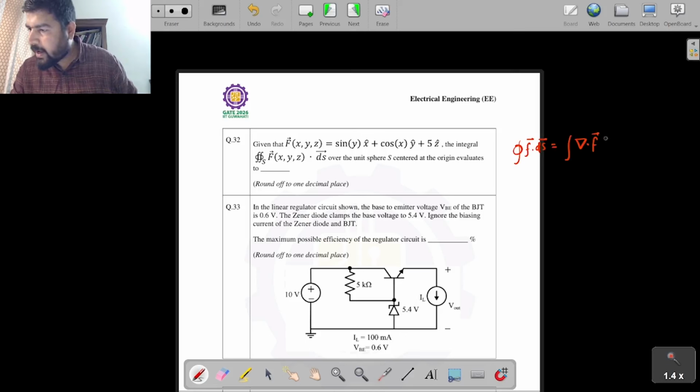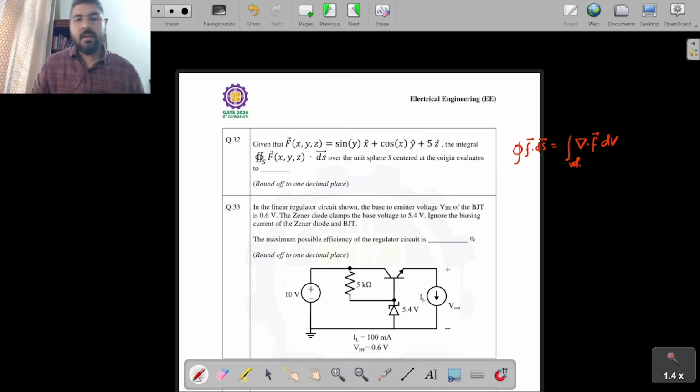the integral of divergence of F dV. It means the closed surface integral can be written in terms of a volume integral like this. So somehow if we can calculate this divergence of F and then take the volume integral over this unit sphere, then we can calculate this value. Okay. Now what is the divergence? It's in the Cartesian coordinate system.